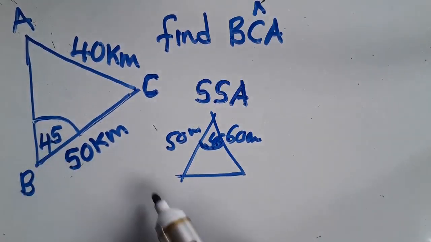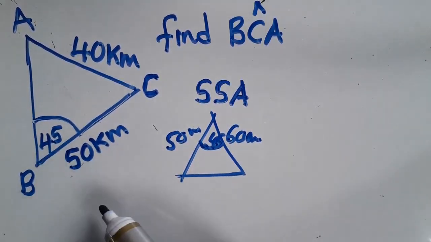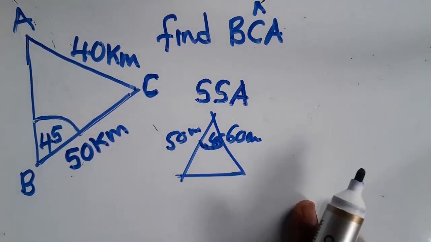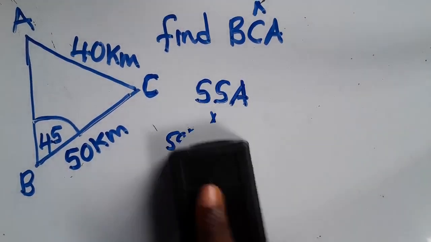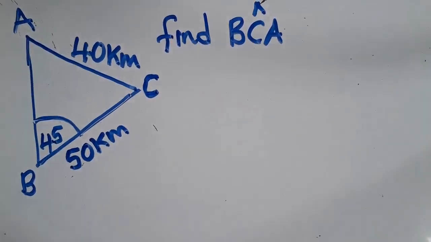And each time you are given two sides which are not putting the angle in the middle, you are supposed to use the sine rule. So according to this question, we are going to use the sine rule. So it is the sine rule that we are going to use. So how do we apply the sine rule?